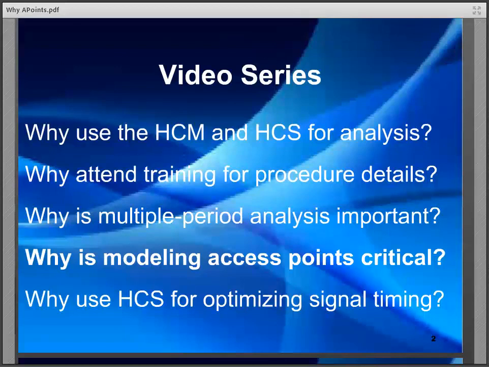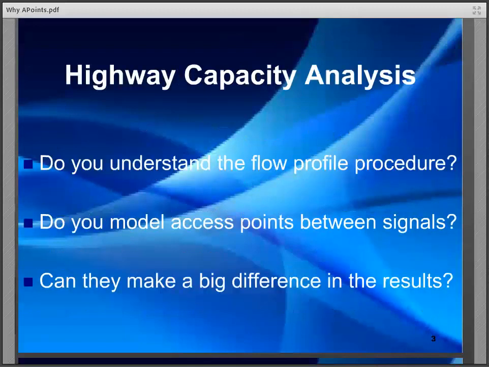This is trying to answer questions related to modeling the access points to side streets and driveways between signals along the arterial segment. The procedure is done with a flow profile that models the platoon from one signal to the next. I'll show you a little bit about that, and the access points between signals can influence that platoon, and the flow profile is modeling that influence, and this can make a significant difference in the results if there are enough access points and/or activity in and out of them.